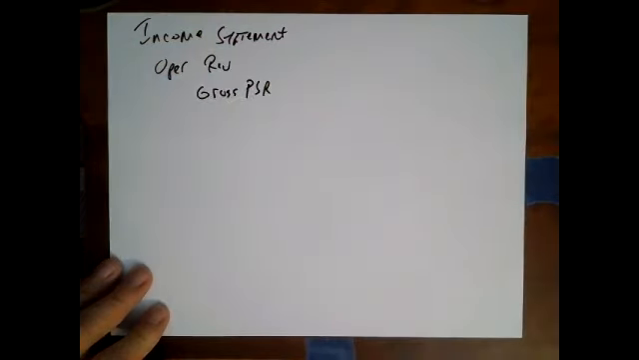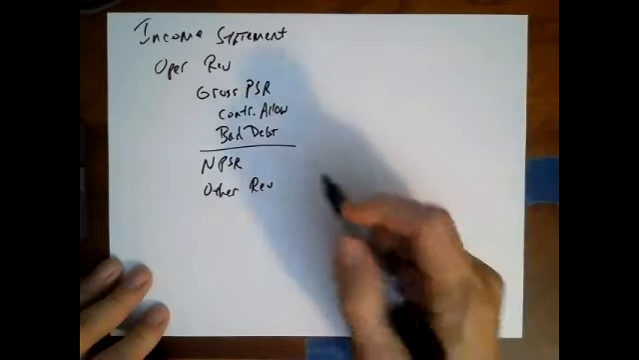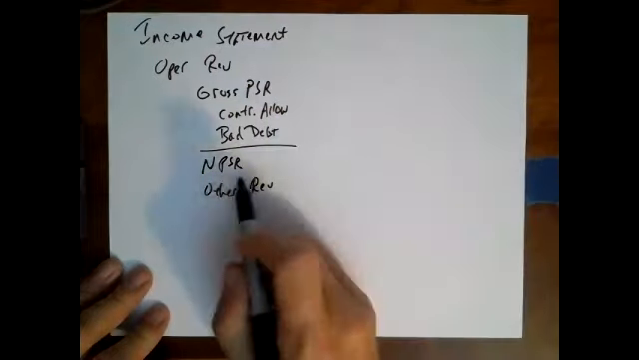Then you'll have other revenues, right? And so if this is a clinical operation like a clinic or a hospital, you'll have the gross PSR, patient service revenue, contractual allowances, bad debt, right? And that gets you to net PSR. So a contractual allowance is not an expense. Bad debt is not an expense. It is an adjustment to the gross PSR.